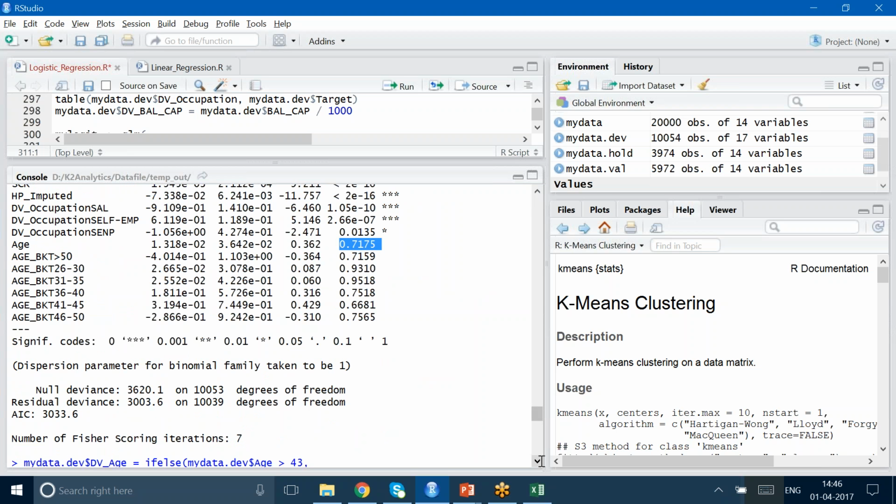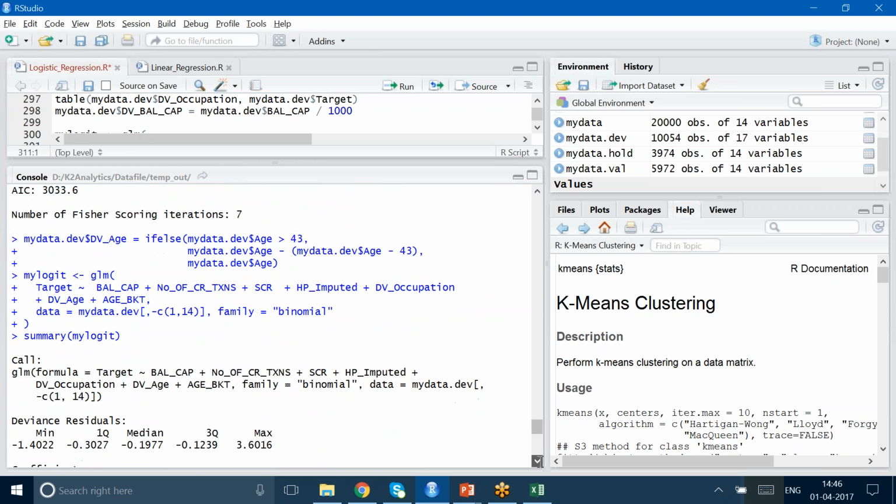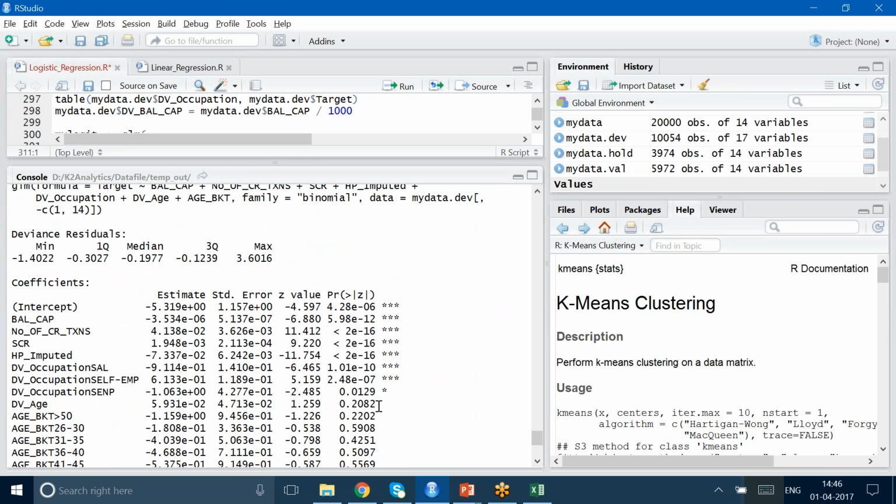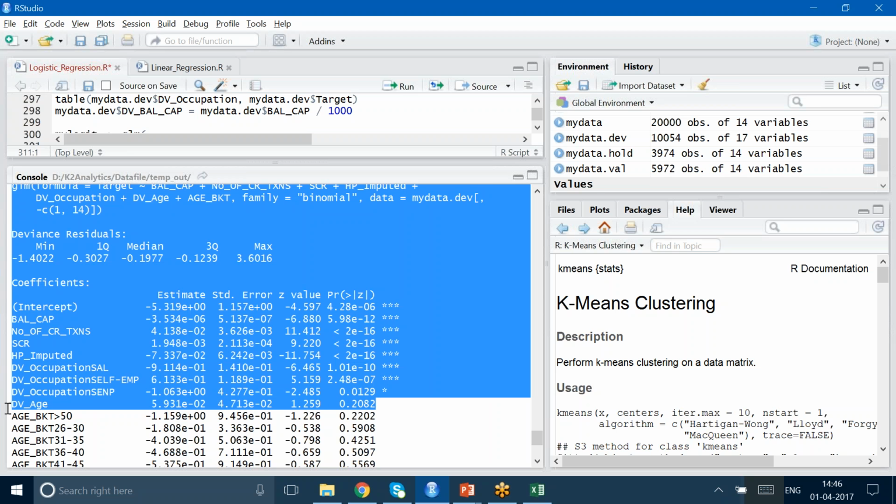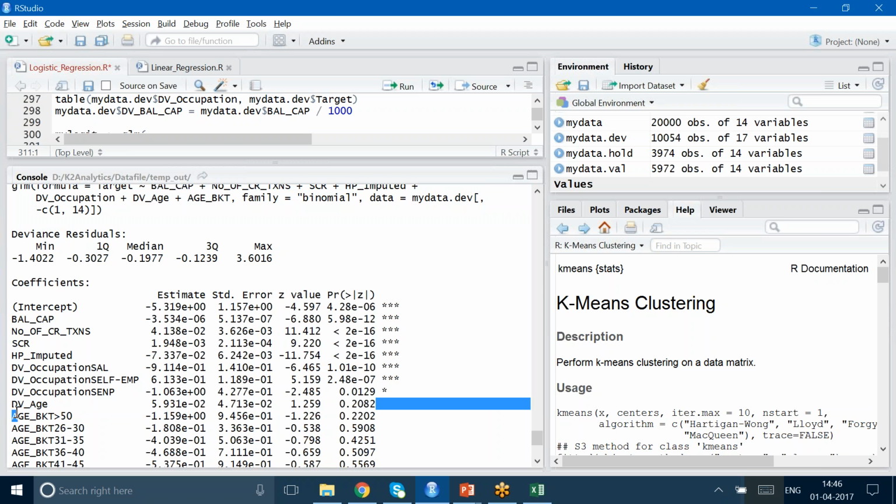But now, at least the p-value has come down from 0.7175 to 0.2082, but it is still not significant. Despite us doing the transformation, it is still not significant. So what we can say is, okay, probably this variable is not significant given that there are other variables which are coming significant. Now after doing those attempts, I can decide to drop the variable.